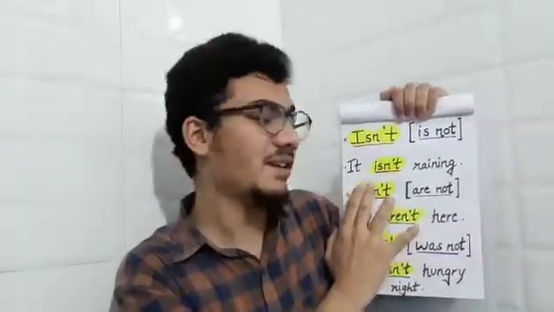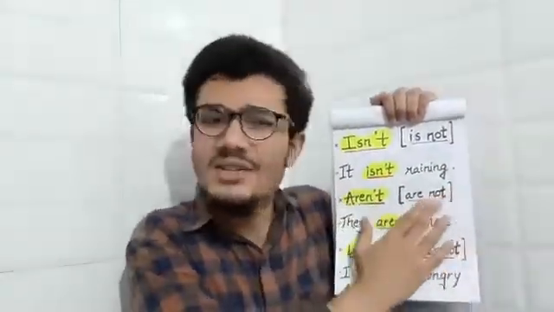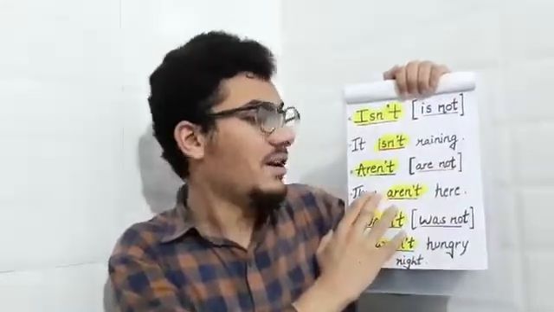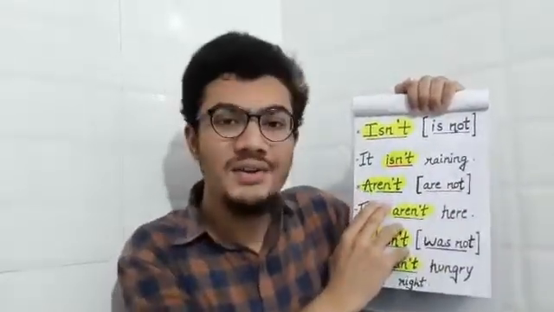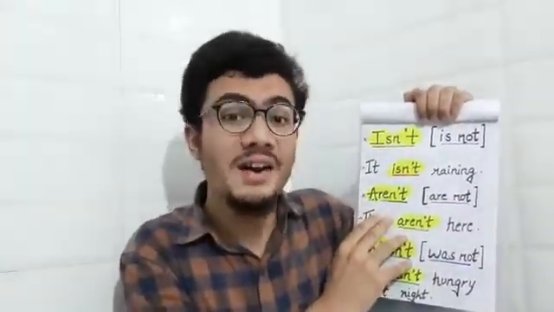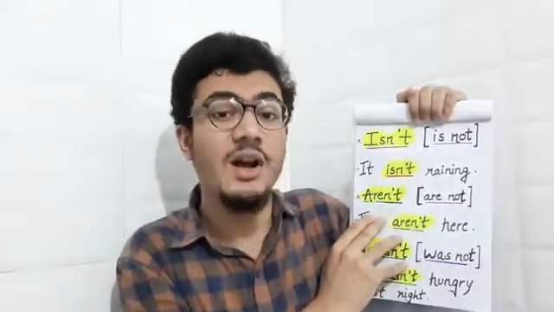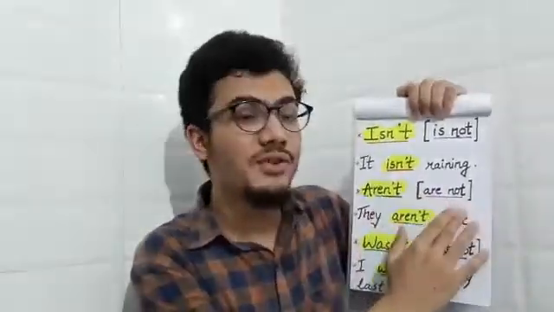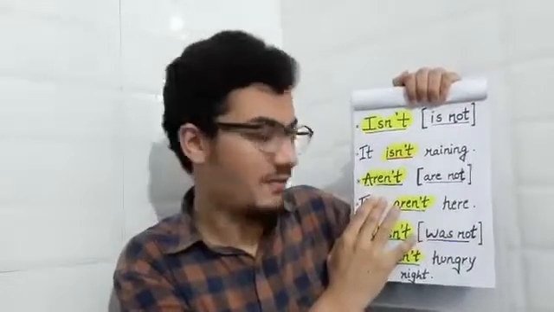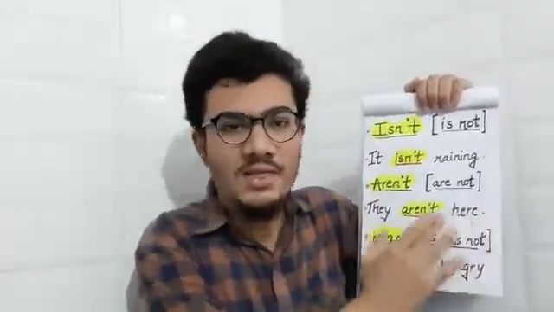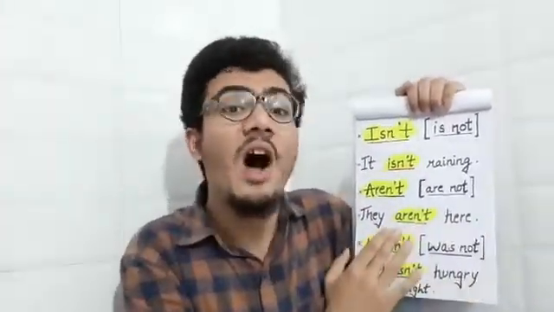Okay, you may also see here, is not is shortened to isn't, and we have the example sentence it isn't raining. Similarly another short form which is aren't, like uncle's aunt in British English. Are not is shortened to aren't. For example, they aren't here.